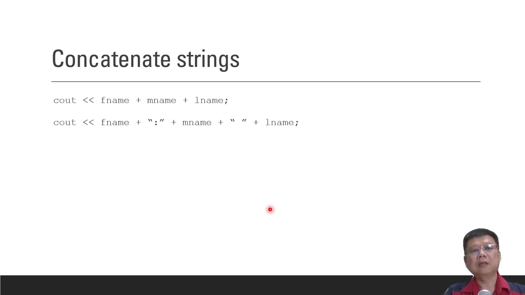And in practice, sometimes we will find that we don't only concatenate two strings, but we can combine more than two. For this example, we combine three, and in this example, we combine another string, a colon, and then a space. So it's up to you. As long as they are strings, you can concatenate them. I hope this is clear.